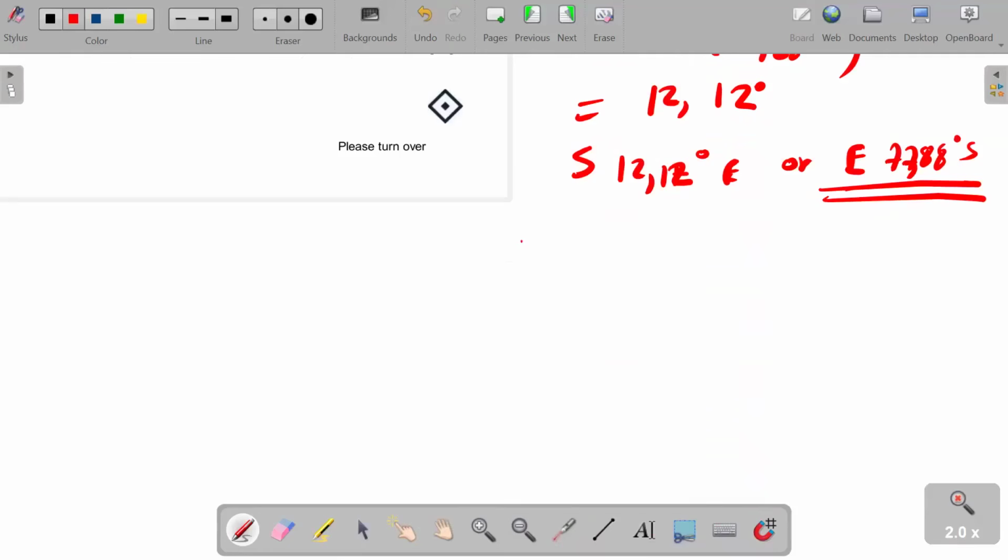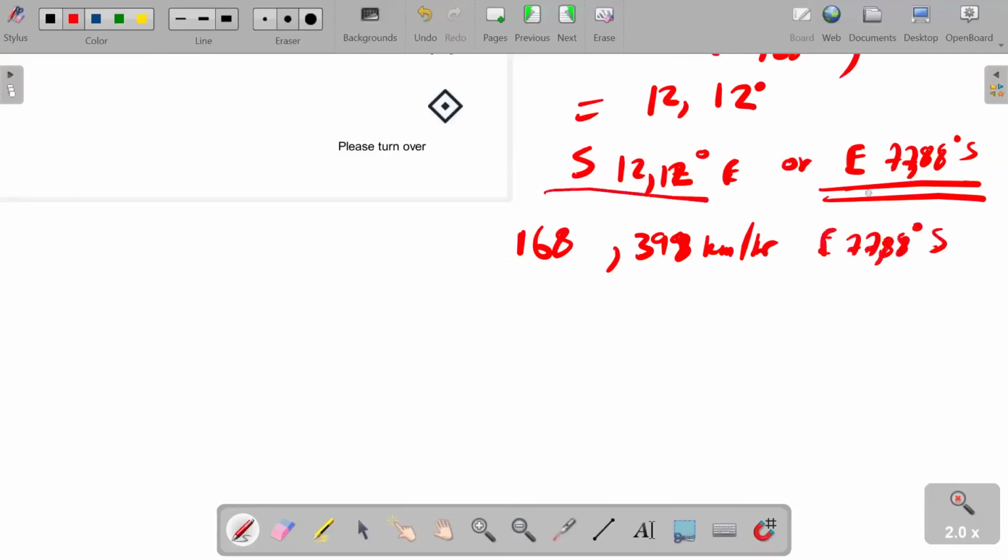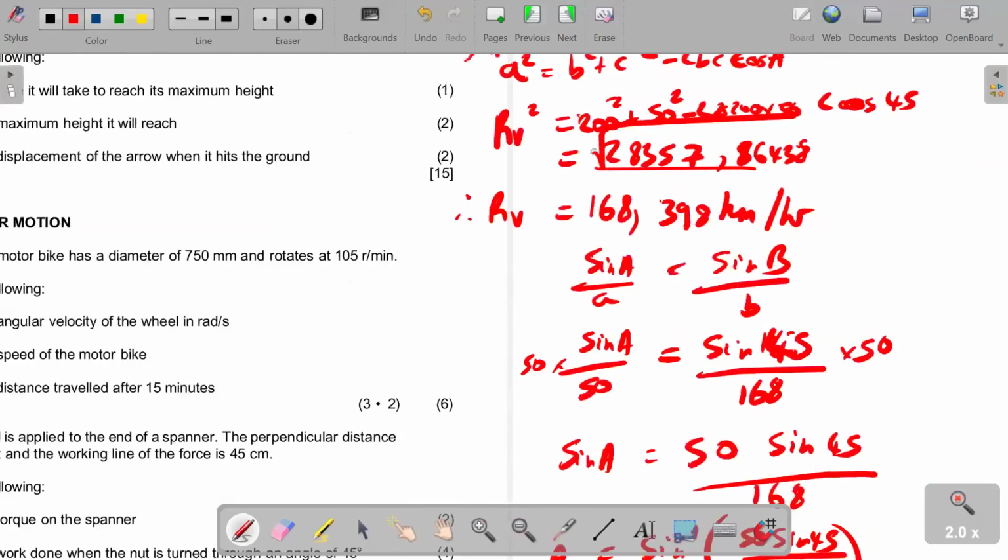So we can safely say that's 168.398 kilometers per hour, east 77.88 degrees south. The onus is on us: we can use this one or this other one, and we will still be fine. So this marks our resultant velocity, method 1. This is the first method that we have used.